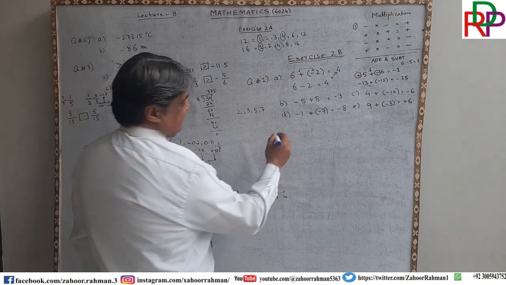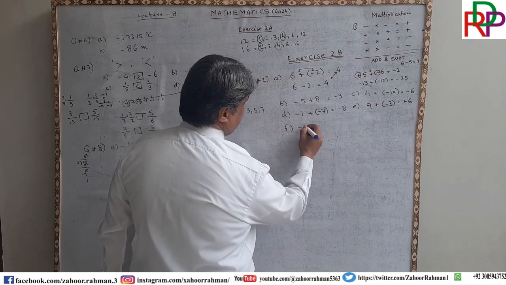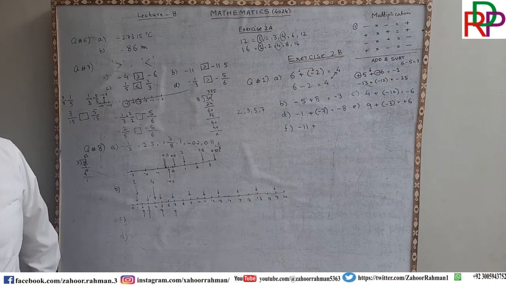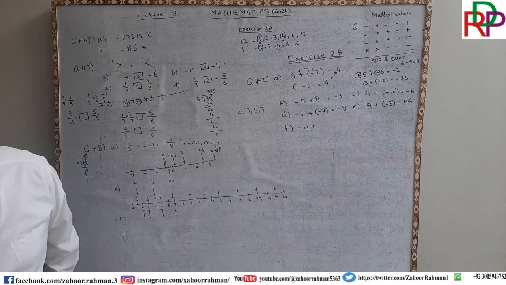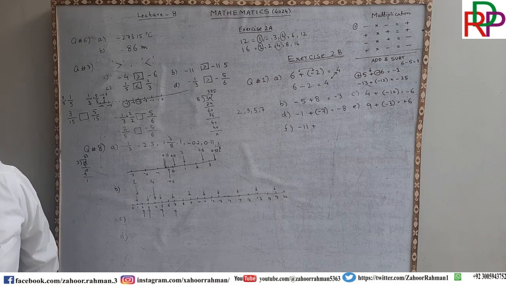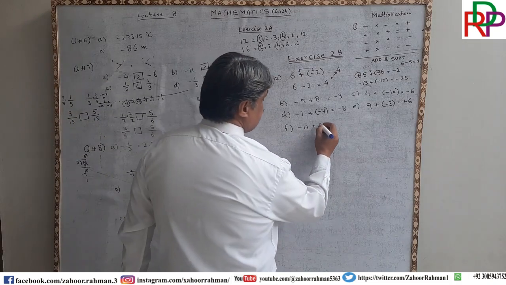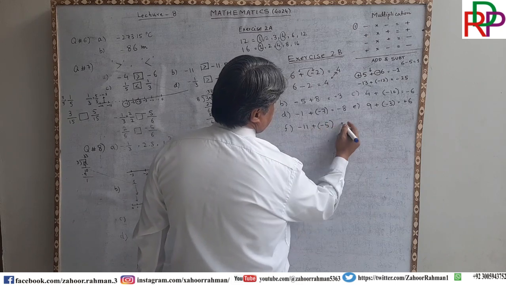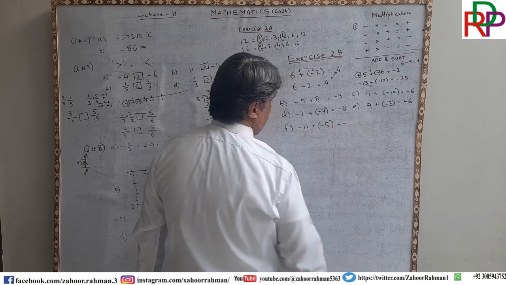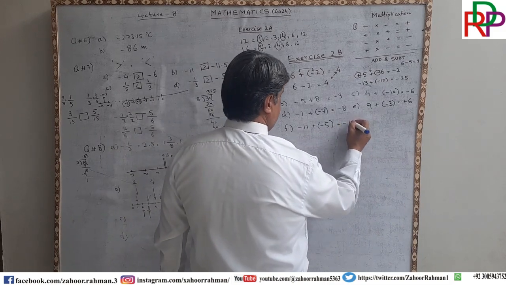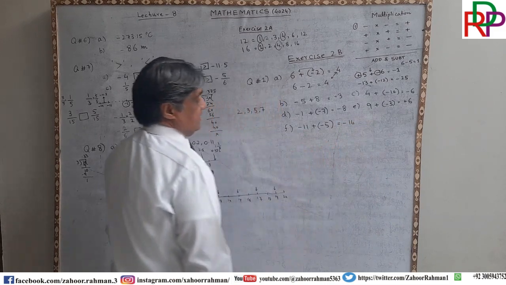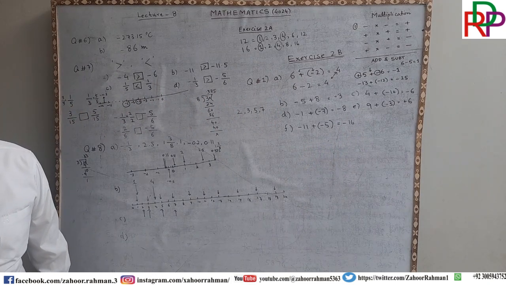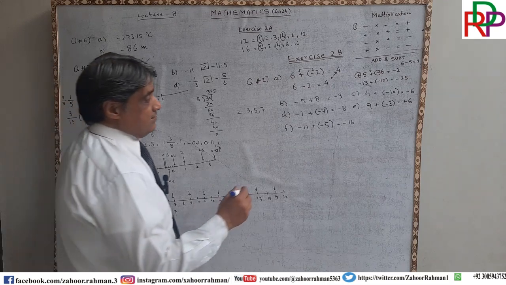Now the next one is saying minus 11 plus minus 5. Same signs, so without any hesitation, minus, and 5 plus 11 is equal to minus 16.